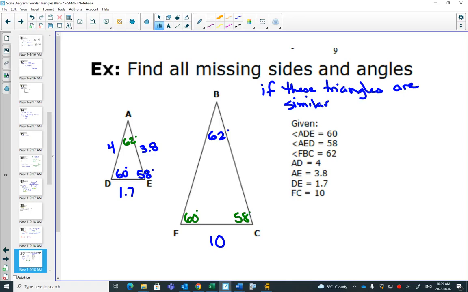The sides are proportional, which means when I go from here to here, I'm multiplying by something. I take out my calculator and say 1.7 times what is 10? So I go 10 divided by 1.7. It's 5.88. So then I could take 4 and also multiply it by 5.88, and I get this side to be 23.5. And I could take 3.8 and multiply it by 5.88, and I get 22.4.